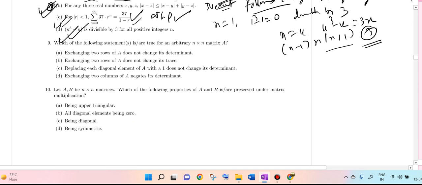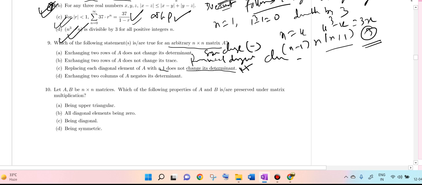Question 9. The following statements are true for an arbitrary n cross n matrix. Exchanging two rows of A doesn't change the determinant. No, it changes the sign, it comes with a minus. Exchanging two rows of A doesn't change the trace. Yes, the trace is the sum of the principal diagonal, so as the principal diagonal changes, the trace changes. Replacing each diagonal element of A with 1 does not change the determinant. Yes, it will change. So this is also wrong. Exchanging two columns of A negates the determinant. Yes, this is right. So only D is correct.